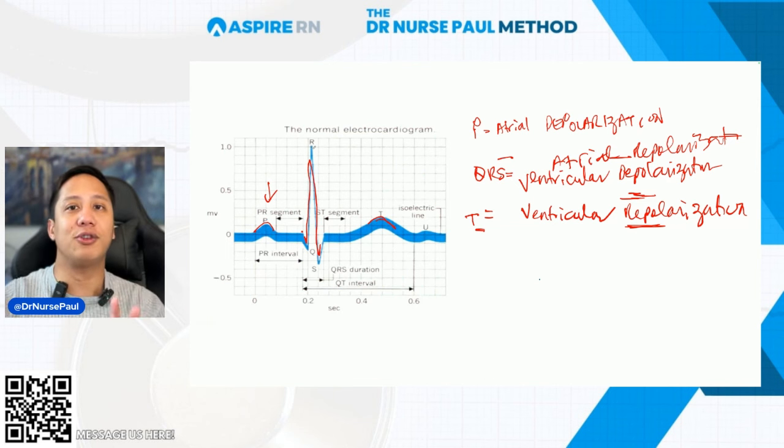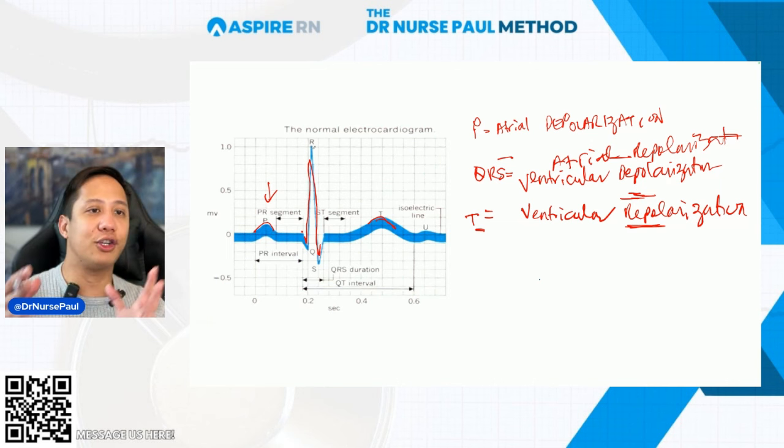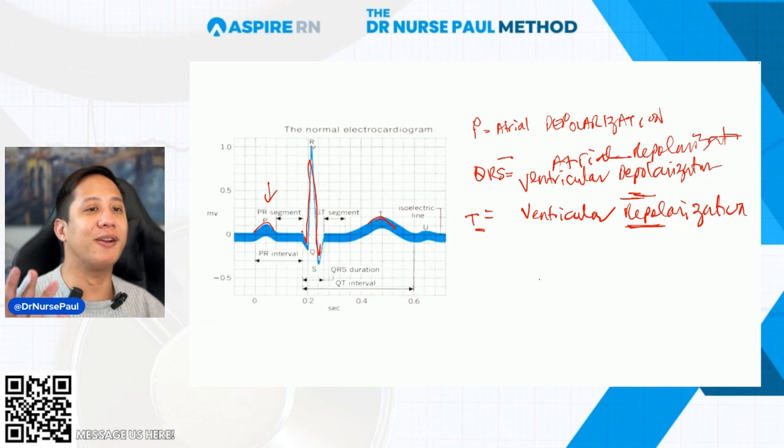Why? Because the ventricles are the ones delivering blood to the systemic circulation. Agree? Yes or no? What's more important, atria or ventricles? I mean, both are equally important, but not equally important. Both are important.